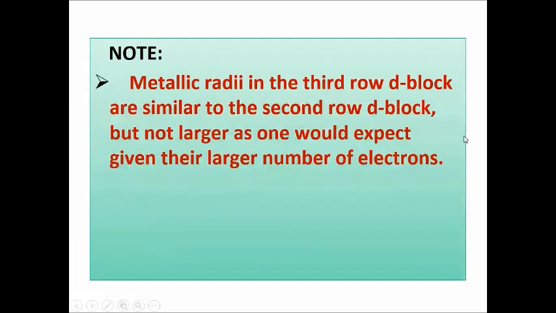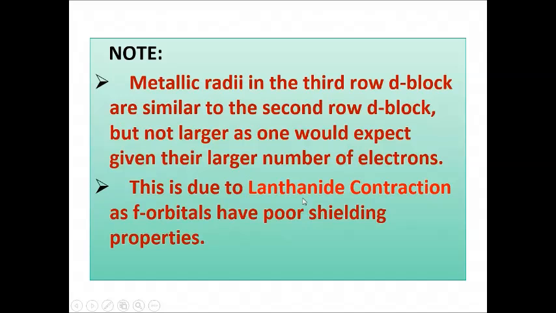Now one more thing we have to note, that is the metallic radii in the third row of d block elements will be similar to the second row of d block, and that is because of the lanthanoid contraction, as the f orbitals have poor shielding effect. That is, lanthanoid contraction comes in the third row because the third row elements are separated and kept as the lanthanoid series.